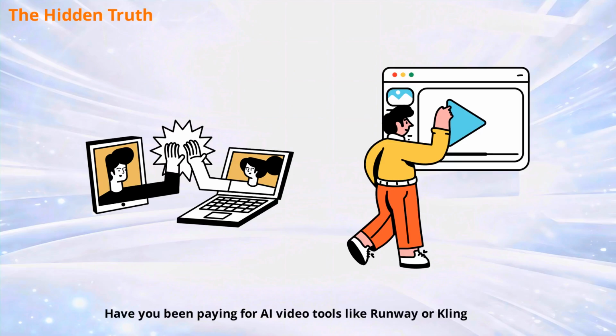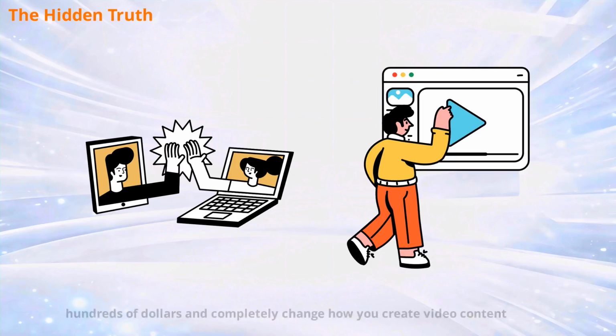If you've been paying for AI video tools like Runway or Kling, you might want to sit down for this. In 2026, Grok AI quietly released a completely free unlimited video generator, and it's hidden in a part of their interface that most creators never even think to explore. The companies charging you monthly fees are counting on you never discovering this, but today that changes. We're about to uncover a tool that could save you hundreds of dollars and completely change how you create video content. Let's not waste any time.